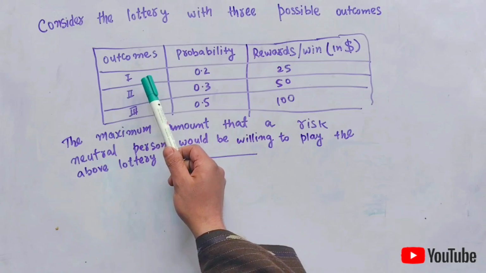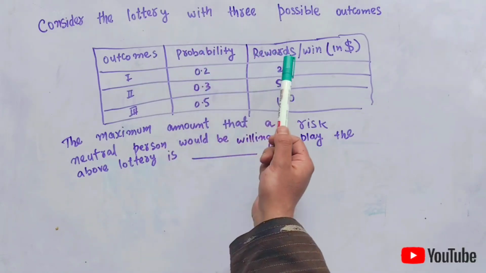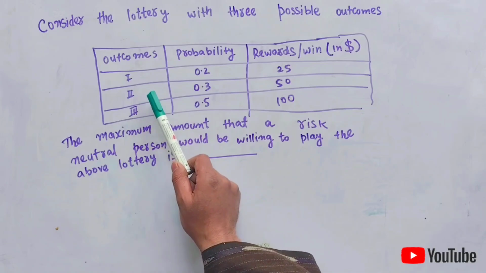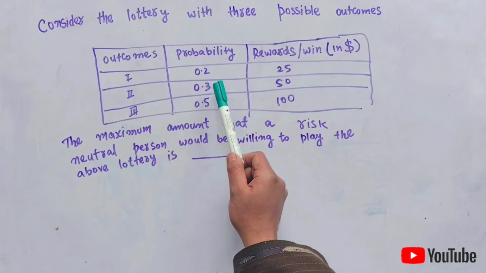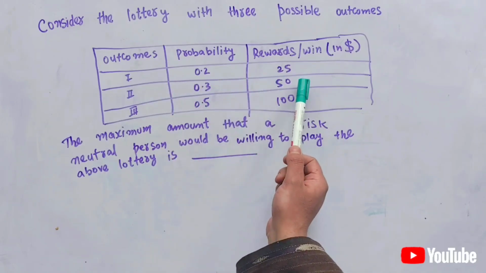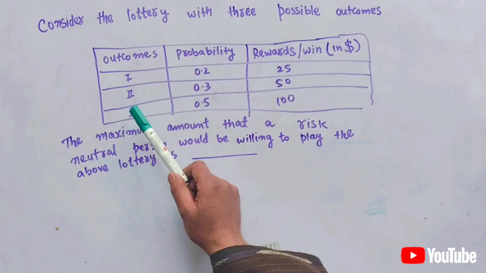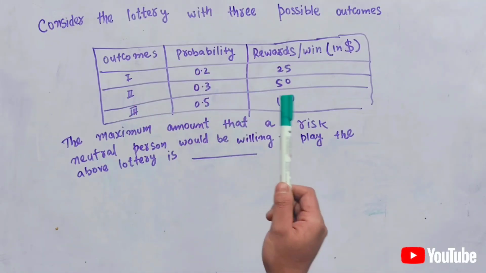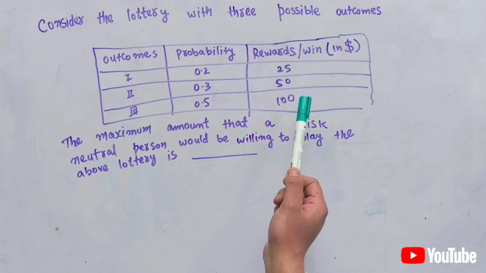In the first outcome, the probability is 0.2 and the reward or win is equal to $25. In the second outcome, the probability is 0.3 with reward 50, and in the third outcome the probability is 0.5 with the win of 100.